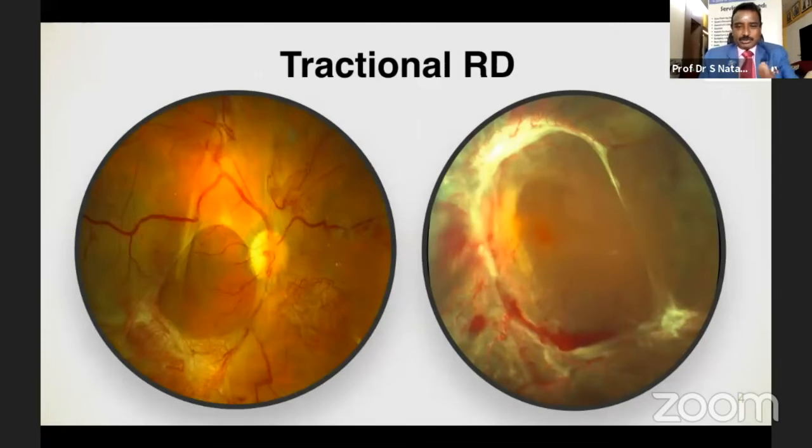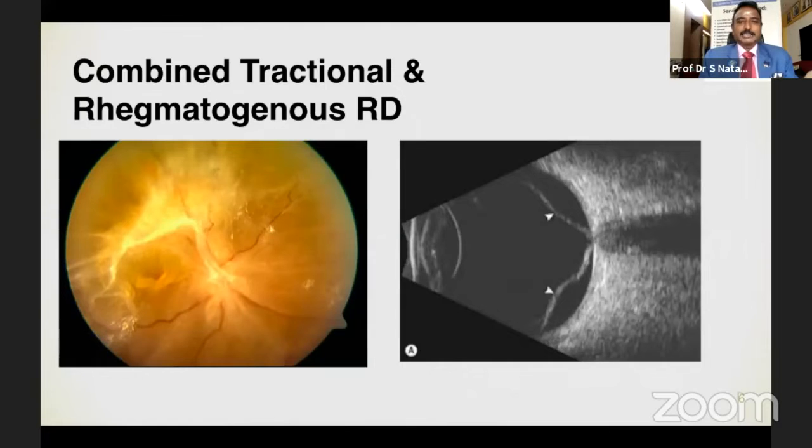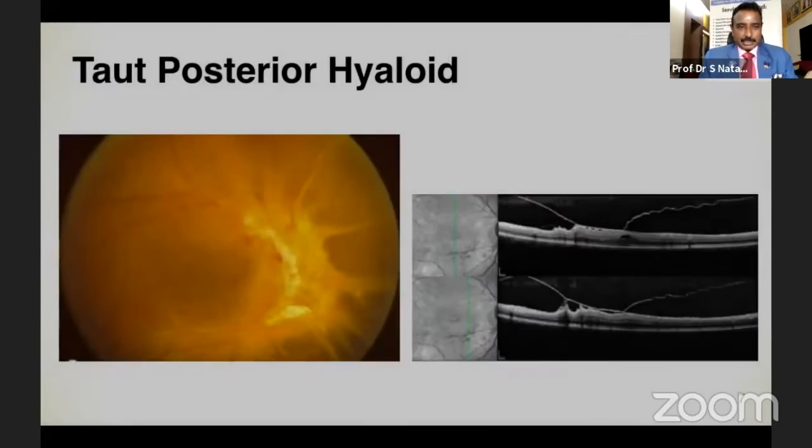So you just saw a patient where Dr. Cyrus showed a fantastic surgery, how he created the opening and then seeing the cleavage. And in India, you see so much of severe traction retinal detachment. And other indications will be non-clearing vitreous hemorrhage, and combined traction and rhegmatogenous retinal detachment.